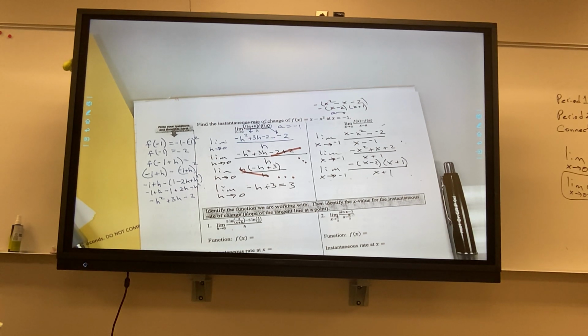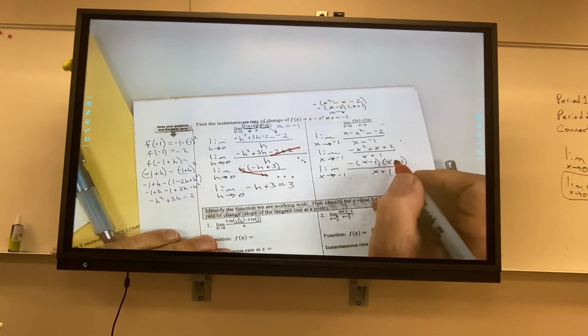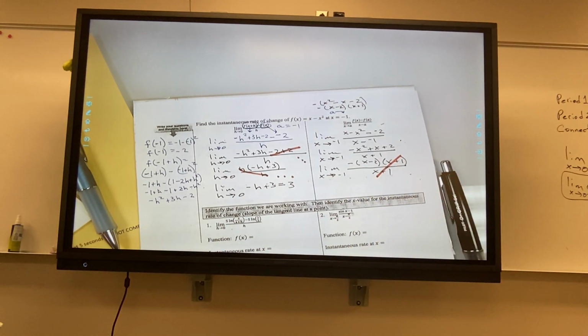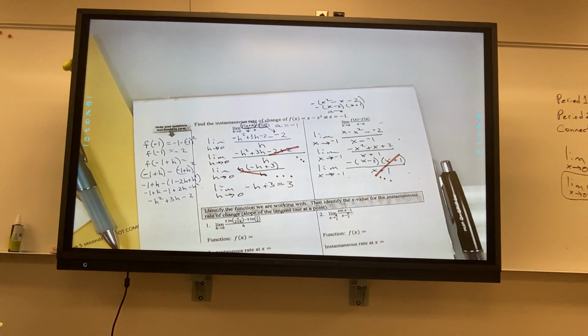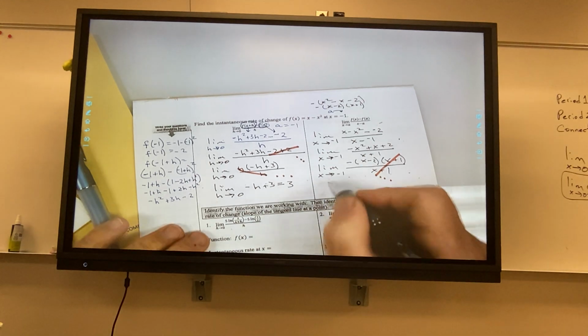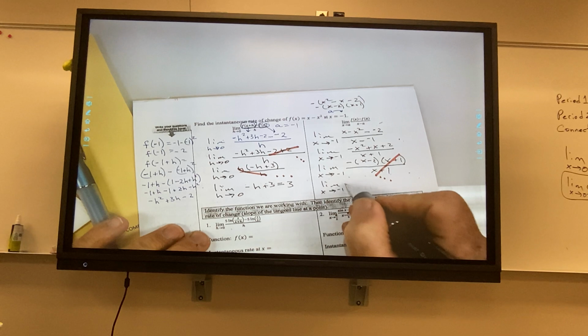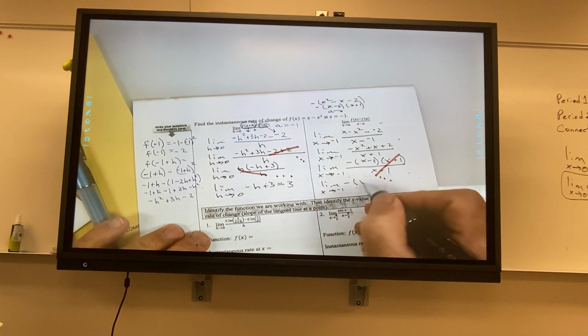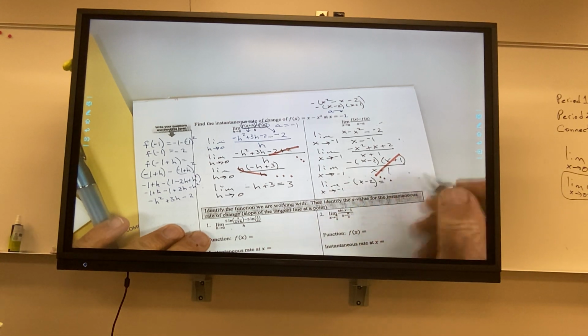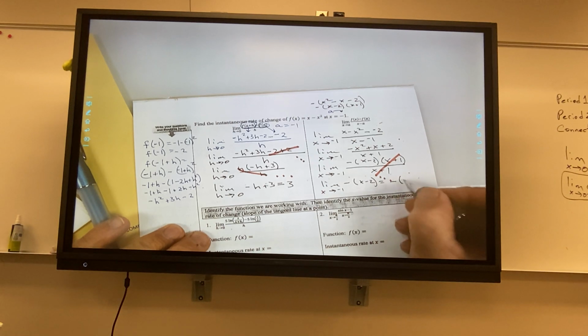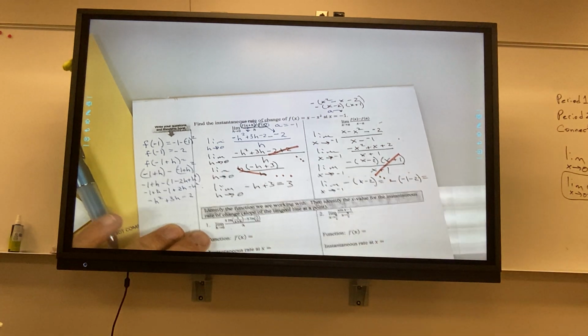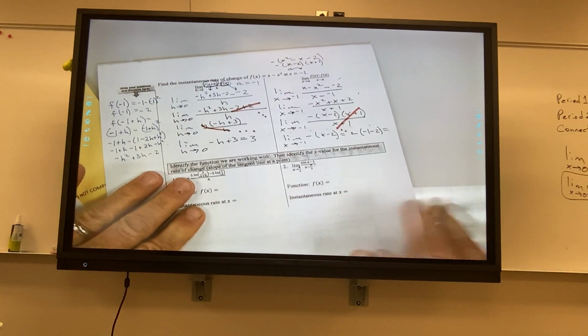I got a hole at x equals a negative 1. That's what I meant to say. Dot, dot, dot. So now, I'm going to take the limit as x approaches negative 1 of negative parentheses x minus 2. Well, what is that? A negative 1 minus 2. What does that equal? 3. 3.